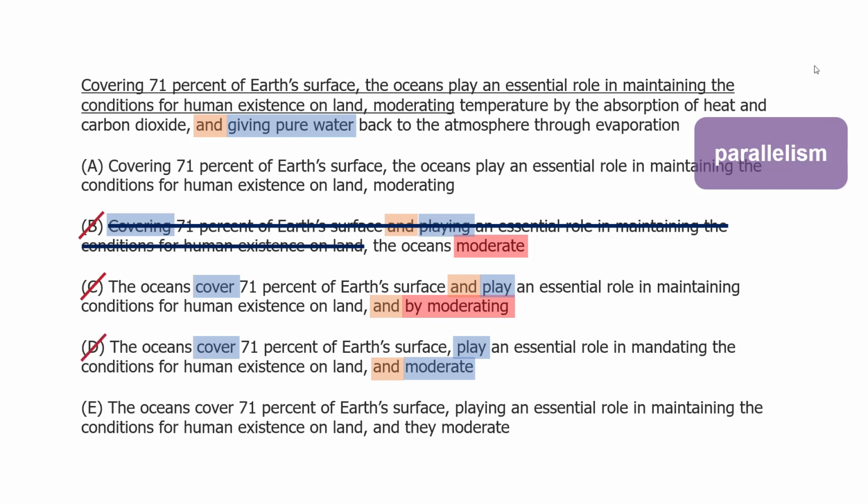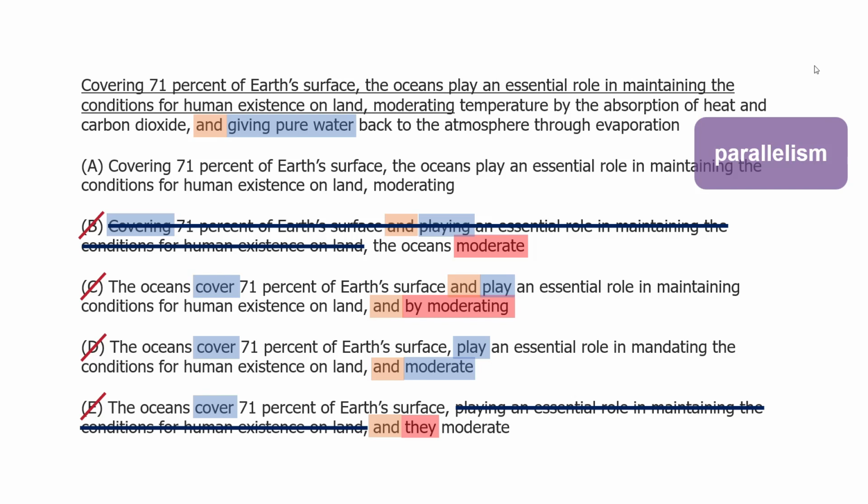Finally, answer choice E. Here we have a modifier "playing" between 2 commas, which we can leave out, and we can see what's being linked together. The oceans cover and they moderate. The word "they" is incorrect here, even before we get to the "and giving" later on in the sentence. Therefore, the only answer that passes our parallelism test is answer choice A, and that's the correct answer.